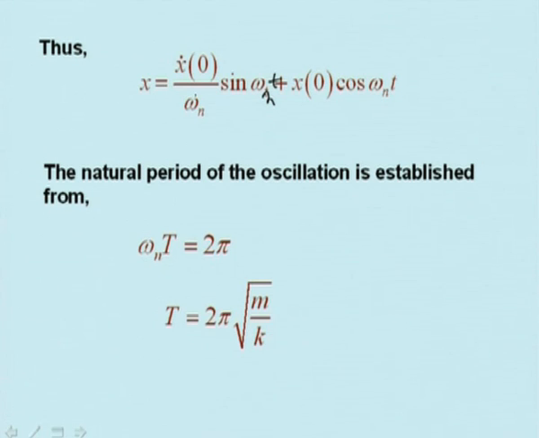The natural period of the oscillation is omega n into t is equal to 2 pi, or t is equal to 2 pi divided by omega n, that means 2 pi under root m by k. Therefore, the time period is proportional to 1 by under root k. It is proportional to under root m.